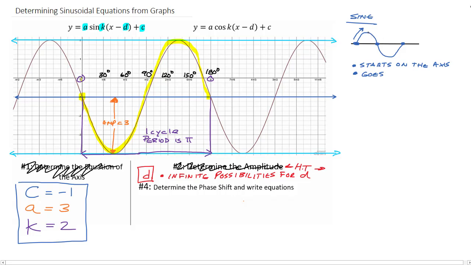So if we're going to do sine, let's start with sine. Where do we see that? Where do you see it starting on the axis, moving upwards? Well, I see it here. There's a place.